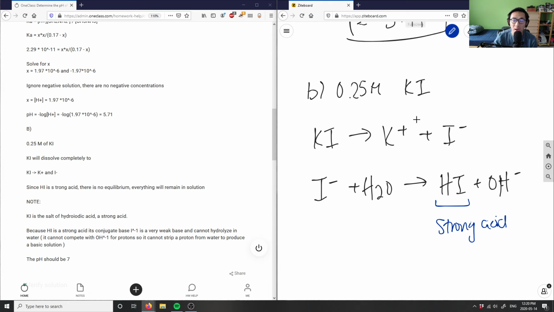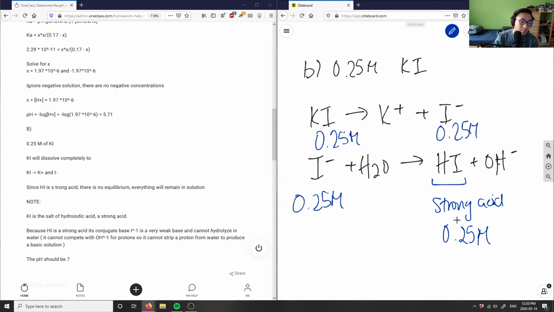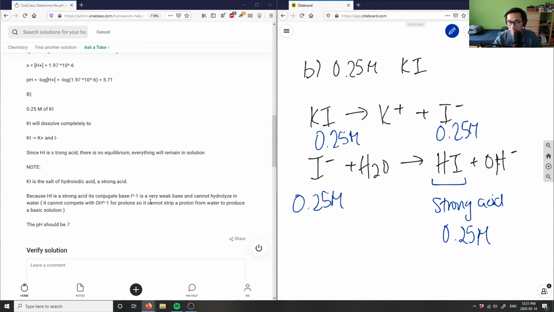So therefore, if I don't have an equilibrium constant here, if I don't have an equilibrium solution, all I'm going to do is simply use my mole table. And if I'm assuming it's a constant concentration or a constant volume here, this is 0.25 molar, which means this guy is 0.25 molar, which means HI has to be also 0.25 molar here. So all I'm doing here is simply using this as my strong acid.